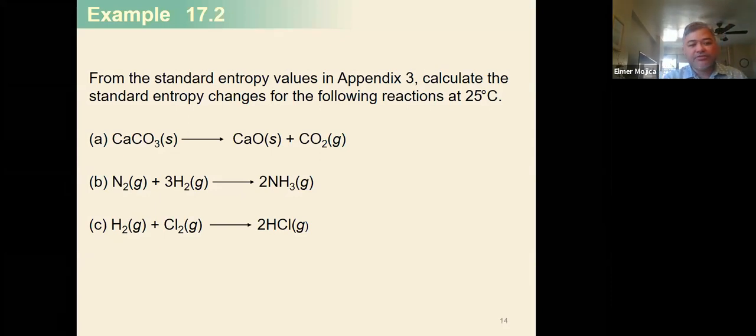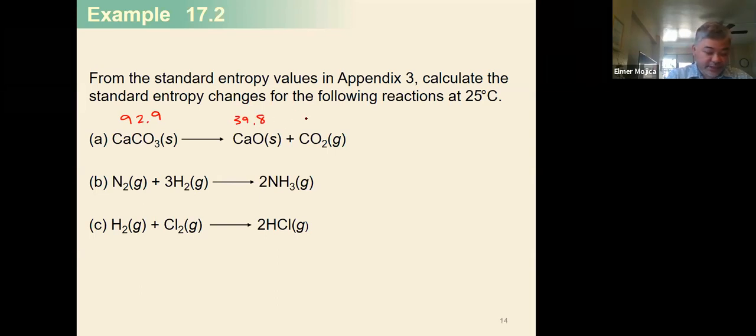So what I'm going to do is supply to you the delta S of each of the reactions that you have here. I have here 92.9. I have here, my God, my eyesight is really getting worse, 39.8. And I have here 213.6.